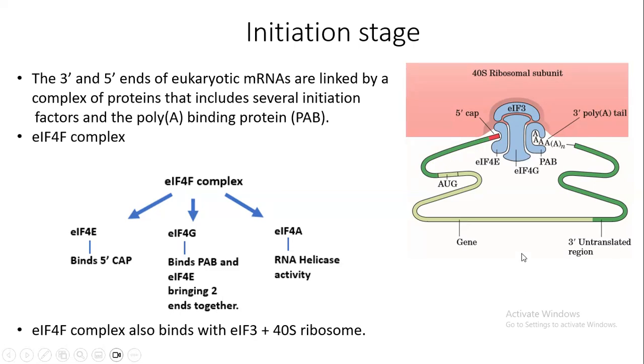Then we also have another component, that is eukaryotic initiation factor 4A, which is not represented in the diagram here, but this basically has an RNA helicase activity. So whatever secondary structures are formed on the messenger RNA molecule, these are being removed with the help of RNA helicase activity of eukaryotic initiation factor 4A. And this allows the ribosome to read through the messenger RNA.